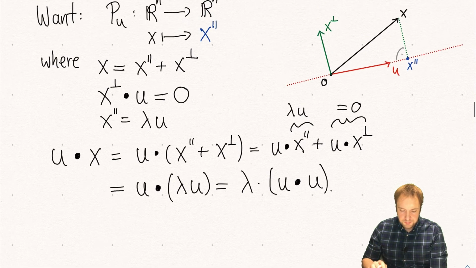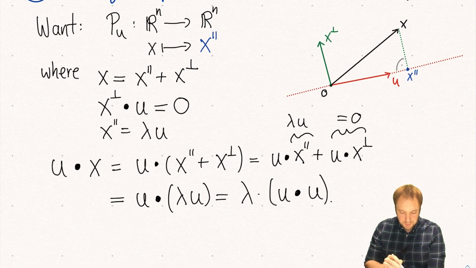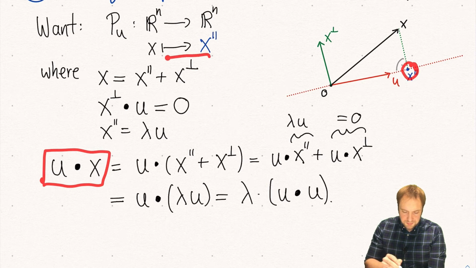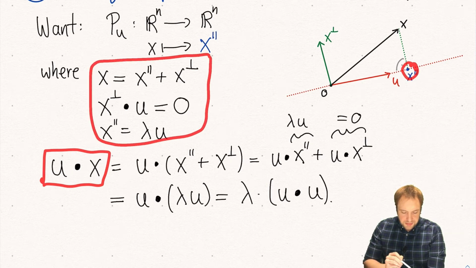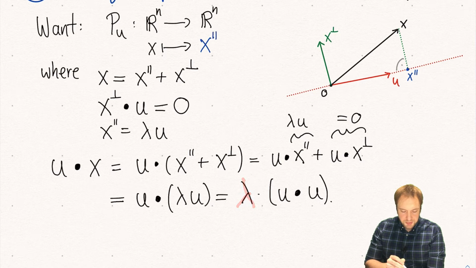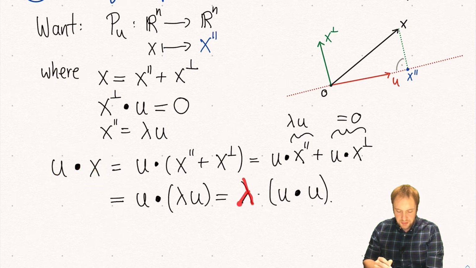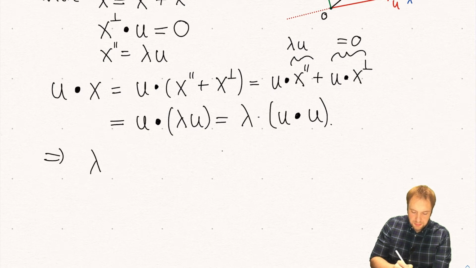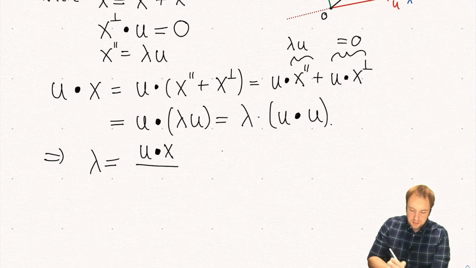And now, what did we want to do? We wanted to find this lambda here, but now we see that if this exists with these properties, then this lambda should satisfy this property: if I take the scalar product of u with x, then this should equal lambda times the scalar product of u with u. So in other words, let's define lambda to be u scalar product with x divided by u scalar product with u.